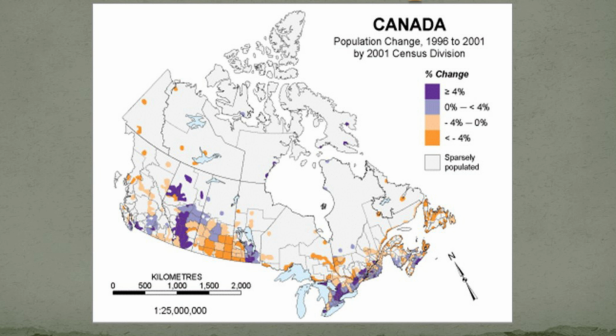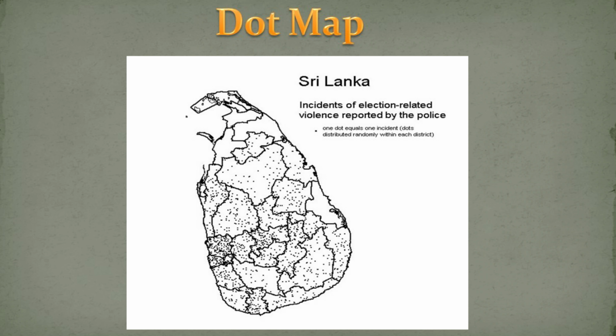Plant types, population density, and animal types are all shown on the choropleth map using different shades made by using vertical, horizontal, and slanting lines. Dot maps are also used to illustrate population dispersion, plant distribution, and so forth.